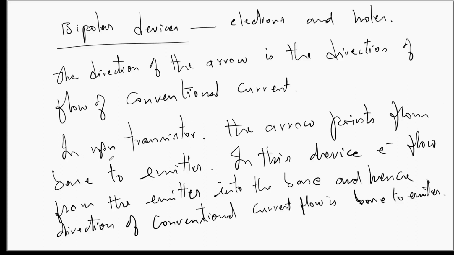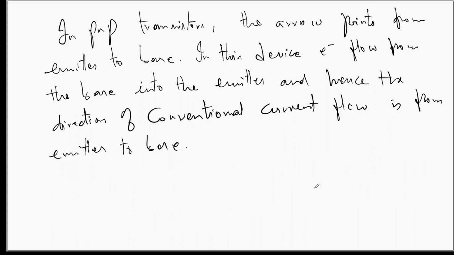In the case of an NPN transistor, the arrow points from base to emitter, and electrons flow from the emitter into the base, and hence the direction of the conventional current flow is from base to emitter. And in the case of a PNP transistor, the arrow points from emitter to base. In this device, electrons flow from the base into the emitter, and hence the direction of conventional current flow is from emitter to the base.